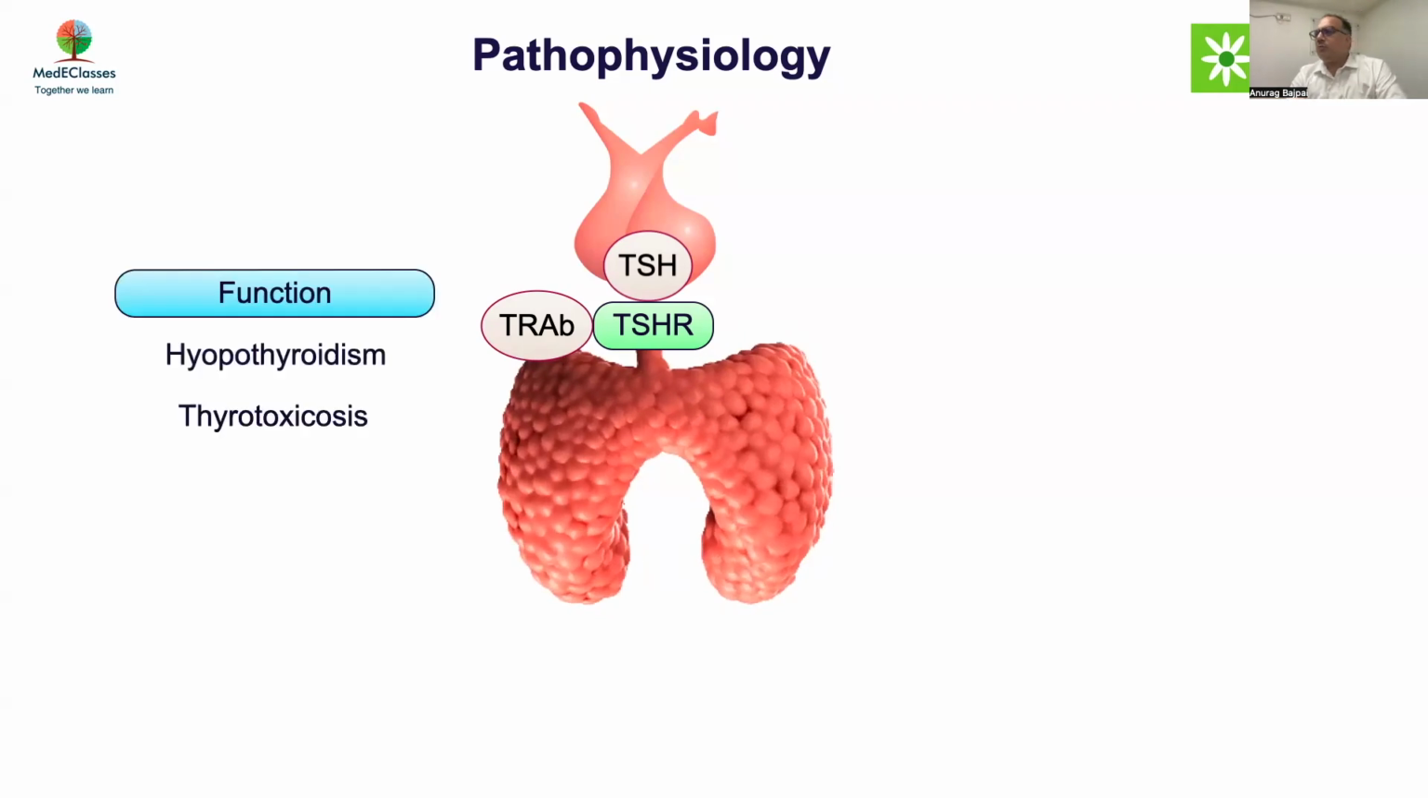Function could be altered in both directions. If you have a blocking antibody or destruction of the thyroid, you will have hypothyroidism. Or if it's a stimulatory antibody, you will have thyrotoxicosis.